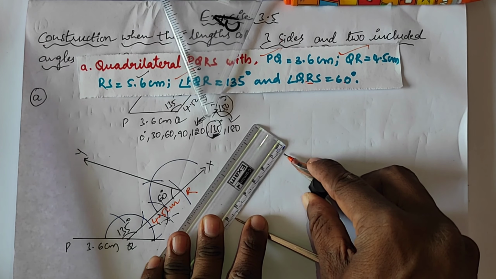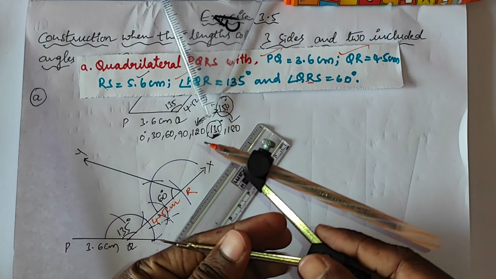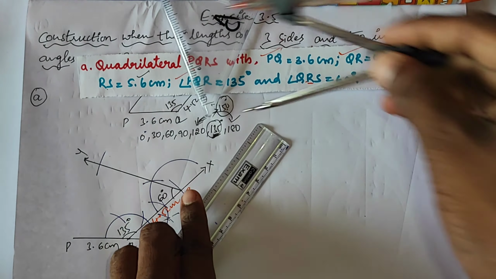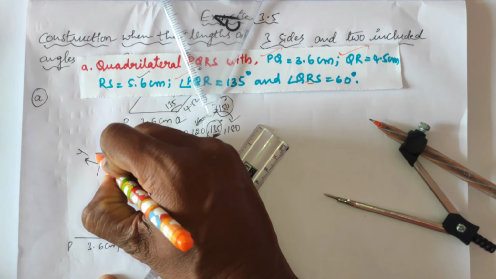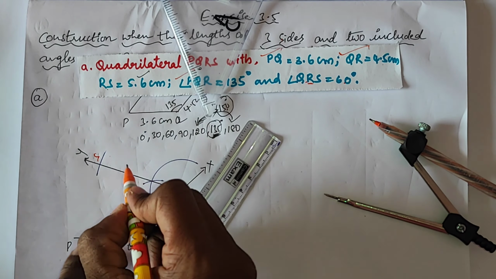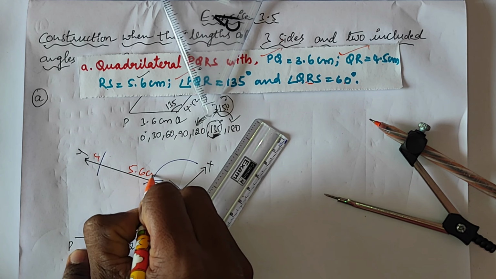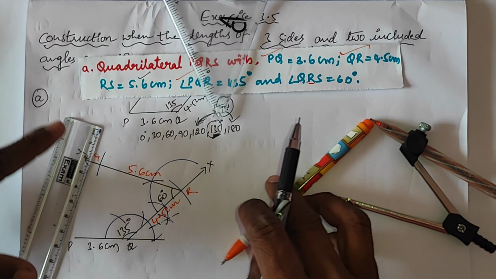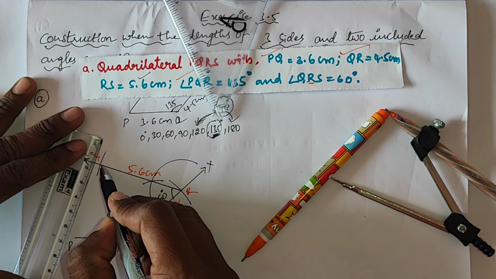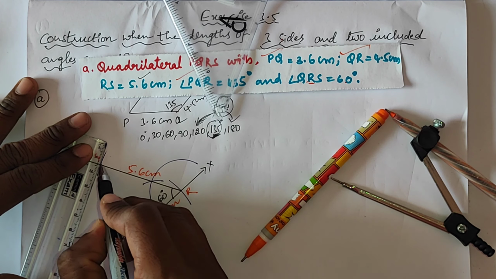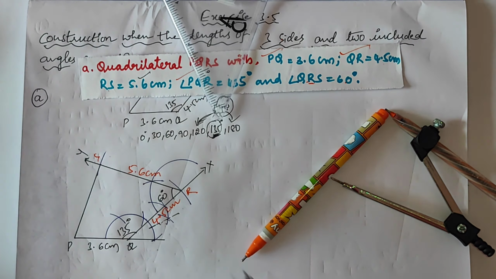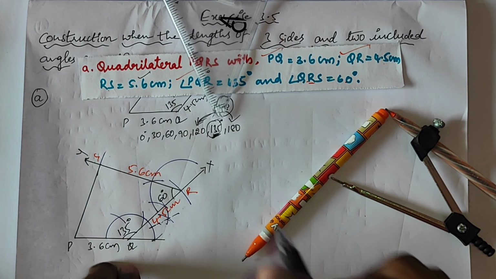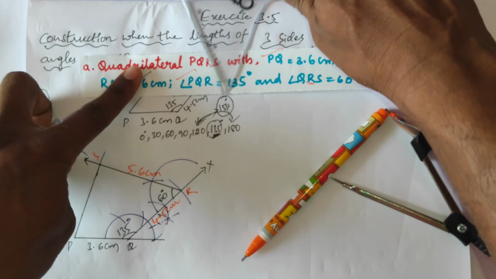With the help of compass and ruler, considering R as center, I am cutting the ray from R to S. We got the intersecting point as S, and RS measure is what? 5.6 centimeters. Yes, sir. We have completed all the measurements. So to complete this quadrilateral, simply join from P to S. So no need to measure this one. So with this, our required quadrilateral PQRS is completed.